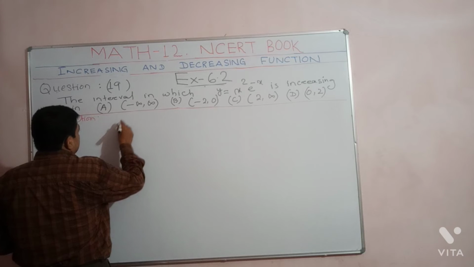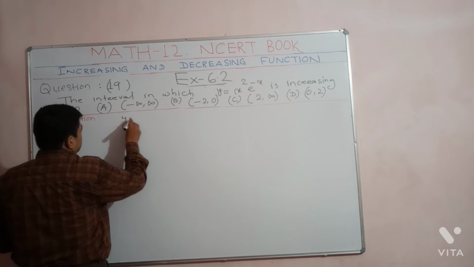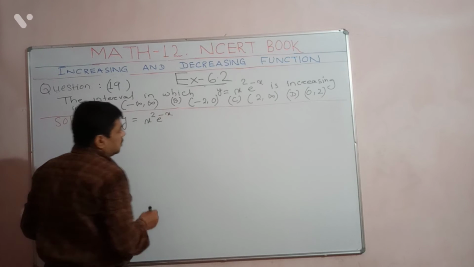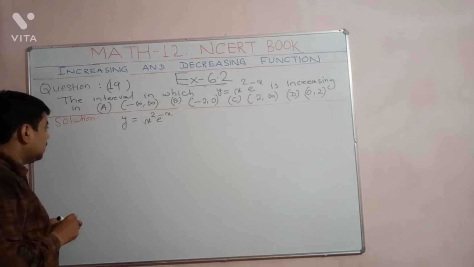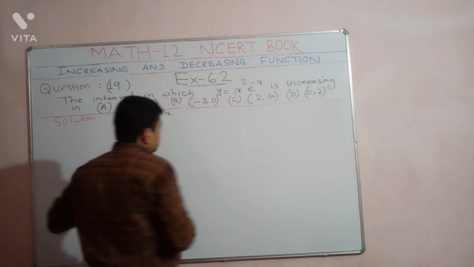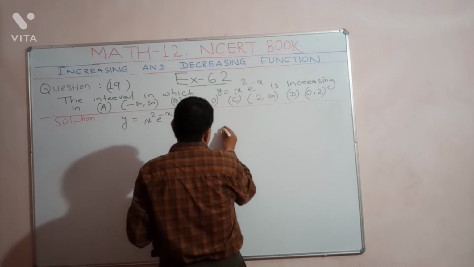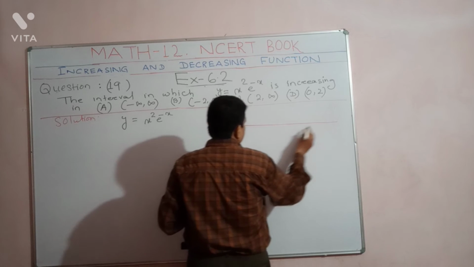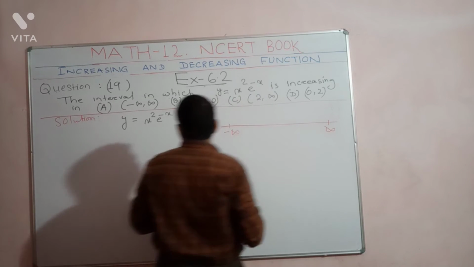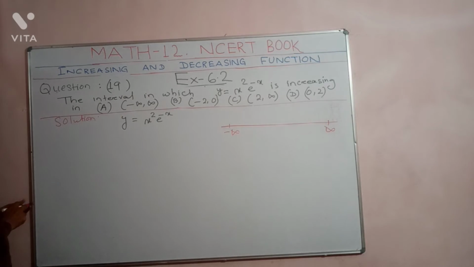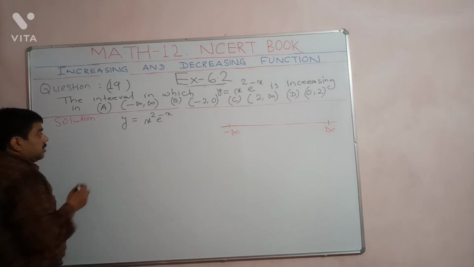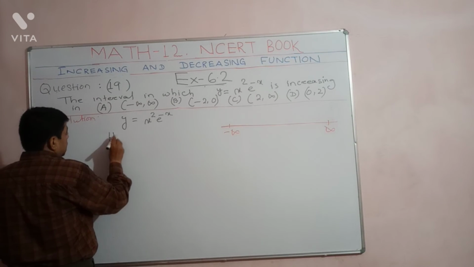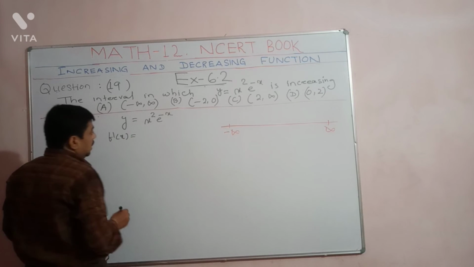Now what is given? The function is y = x^2 e^(-x). Understand or not? Here, first of all, look at the number line. The intervals are given: minus infinity to infinity. Look carefully, this is the minus infinity to infinity interval. Now let's see the function y = x^2 into e^(-x). Now let us find the derivative of the function.